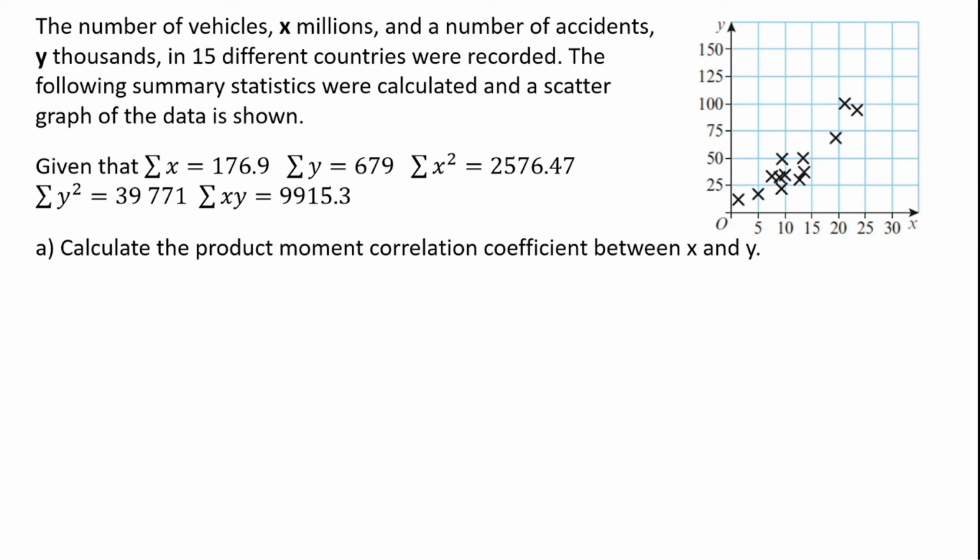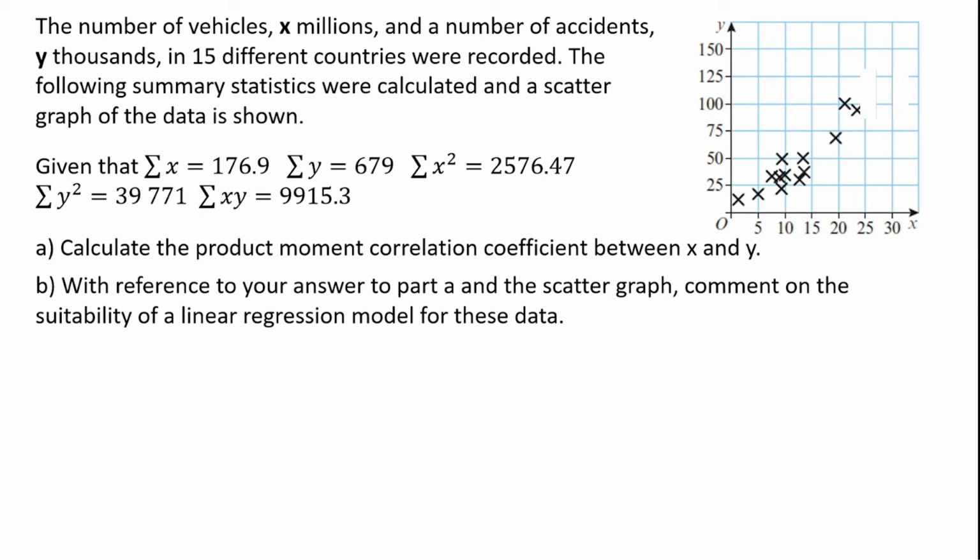Part A of the question asks us to do exactly that, to find the PMCC, the product moment correlation coefficient. This is R, to find the value for R. And then, making reference to our answer to part A and the scatter graph, comment on the suitability of a linear regression model for these data.